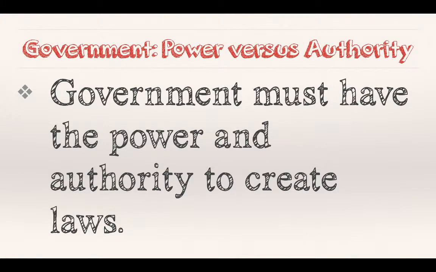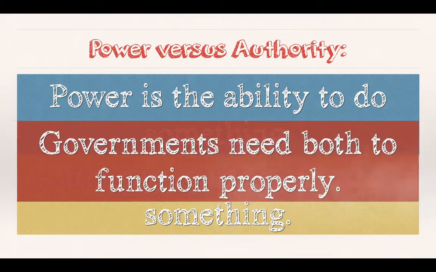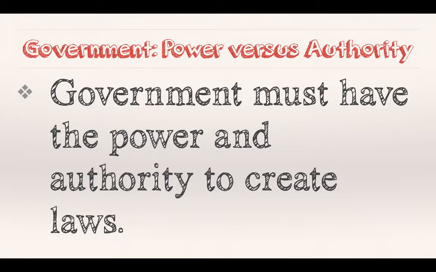So government must have the power and authority to create the laws. I should go slower. Government must have the power and authority to create laws. If the government just has the power to create laws but no authority to create those laws, nobody's going to respond to those laws. If government has the authority to create laws but not the power to put them in place, well, nobody's going to respond to those laws. And what it comes down to is you must be able to do both of these.